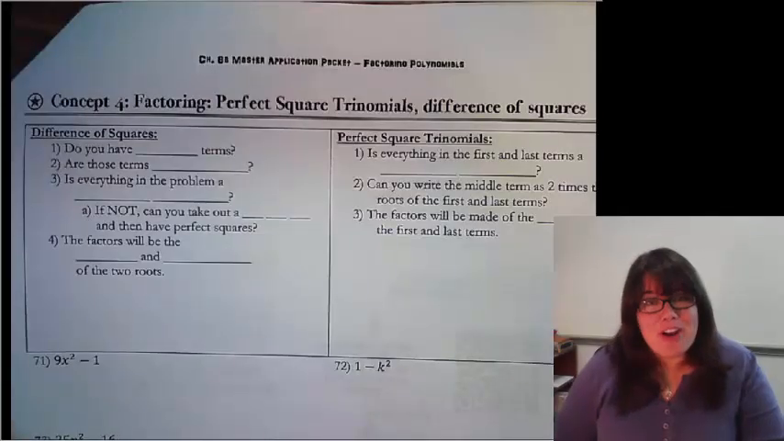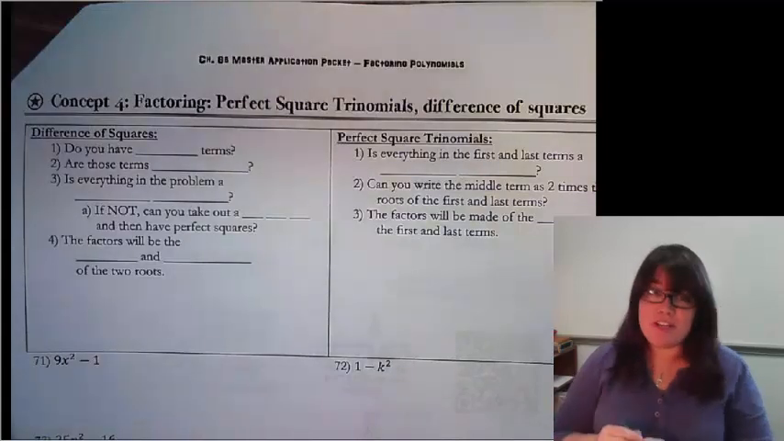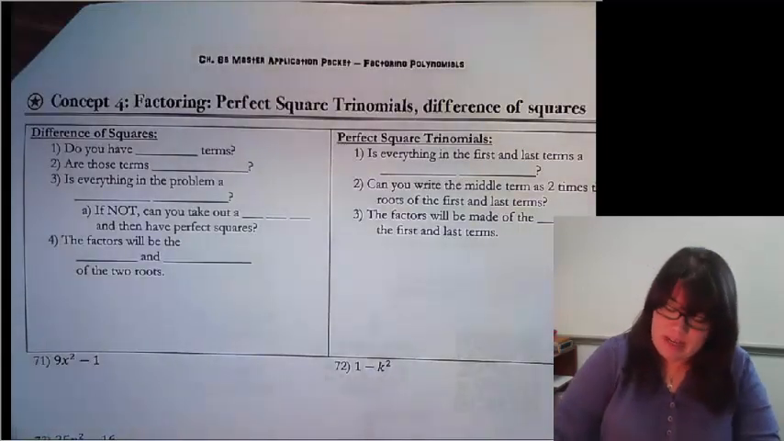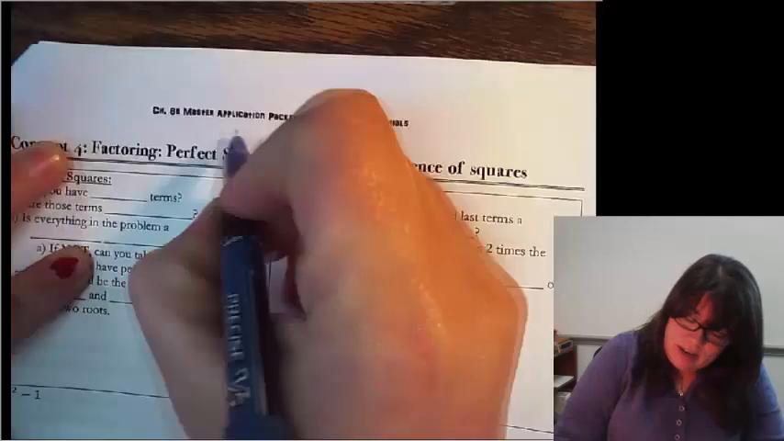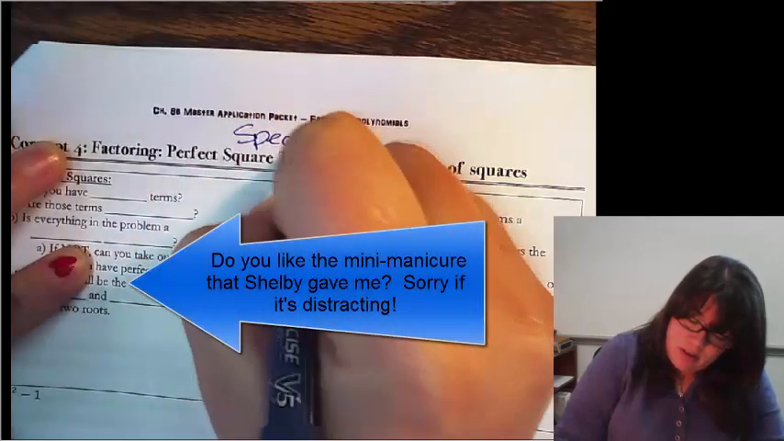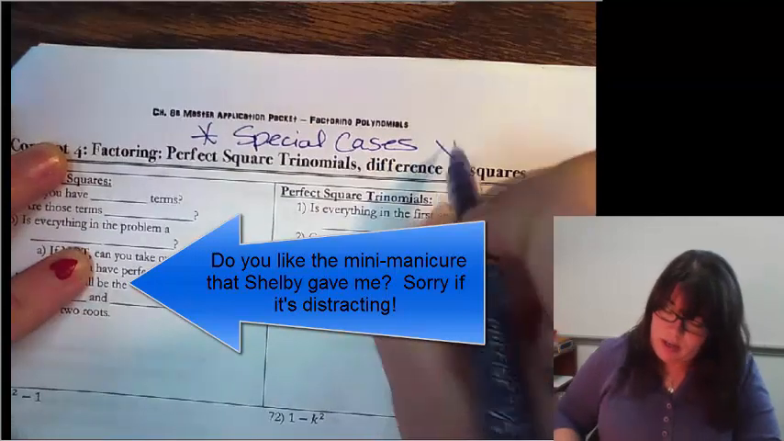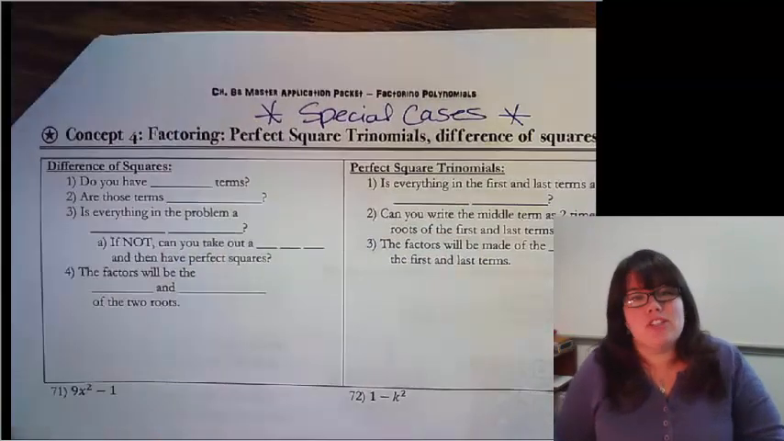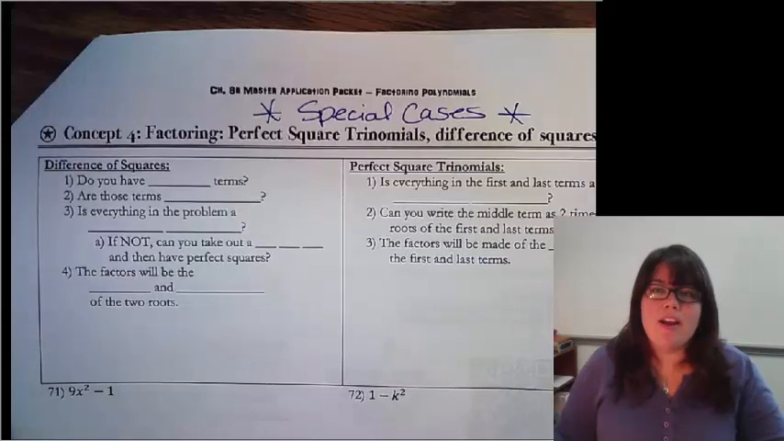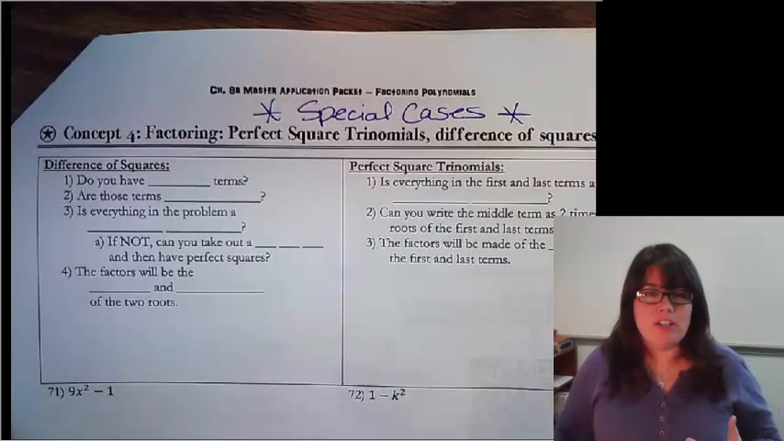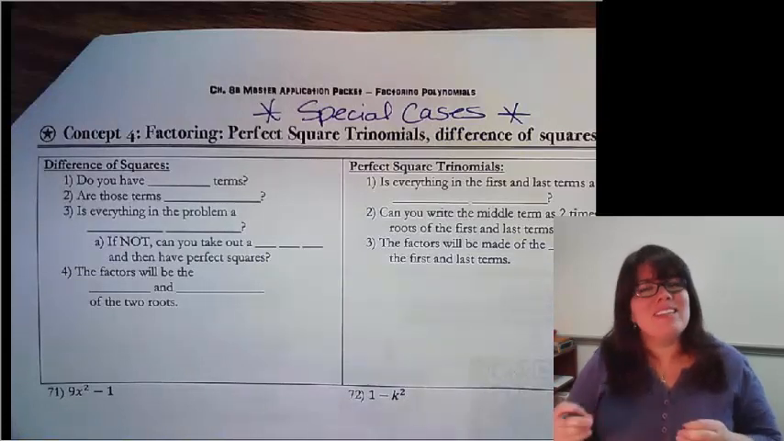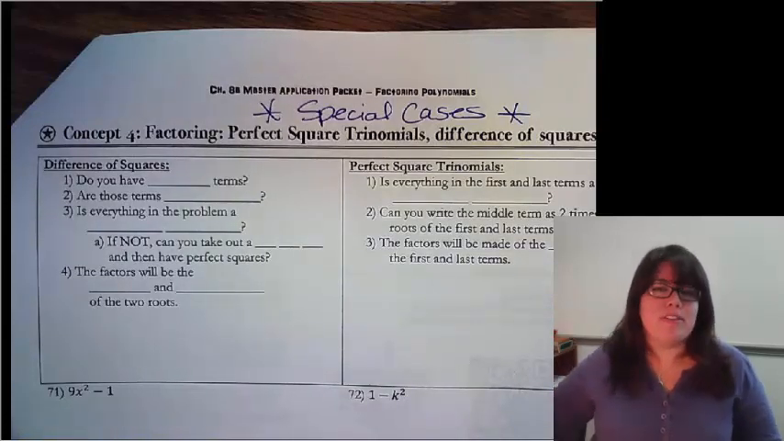For concept 4, we're going to take a look at some special cases. We're still factoring, but these are special situations. So up at the top here, I want you to write special cases. These are special situations that you will see sometimes that require just a special knowledge of what's happening in the problem and knowing that it's a little bit different than the other methods that we've learned.